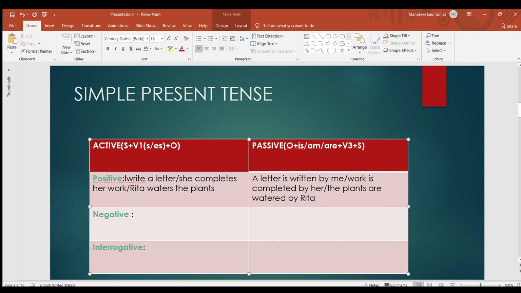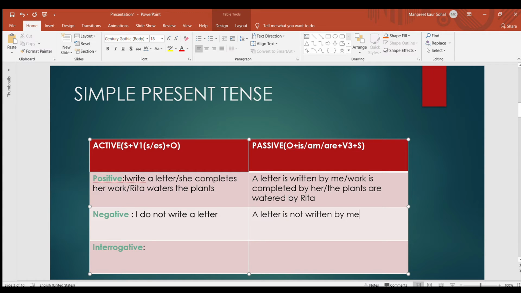Now if I try to turn these into negative, this will be I do not write a letter. Means मैं letter नहीं लिखती हूँ. Now focus carefully. This is one thing noteworthy here: not is always placed at third position. And the helping verb for the simple present is do here when you turn this into negative form. Now, the passive of this will be a letter is not written by me. ये letter मेरे द्वारा नहीं लिखा जा रहा है.